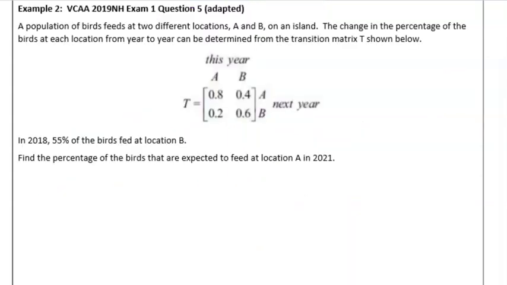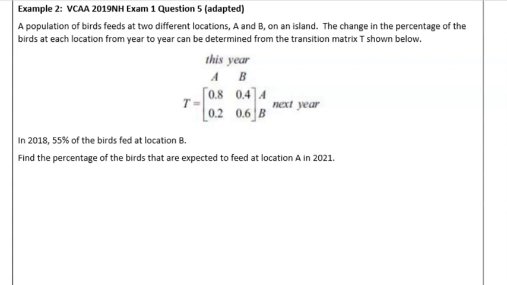This next example is another VCAA question, but this time from an exam 1 multiple choice, but we're not giving you the answer options here. So a population of birds feed at 2 different locations, A and B, on an island. The change in the percentage of birds at each location from year to year can be determined from the transition matrix T below. Looking at the transition matrix, we can see that if you were in location A this year, 80% of those birds would remain at location A in the following year, whereas 20% would move to location B. So just reminding yourself how to read that transition matrix.